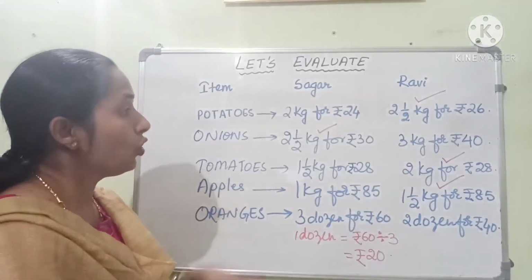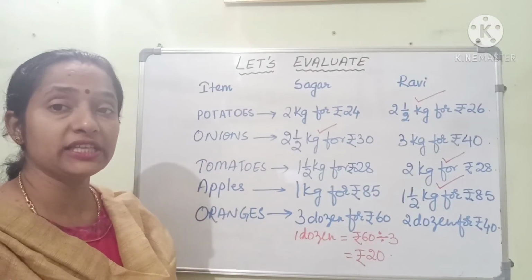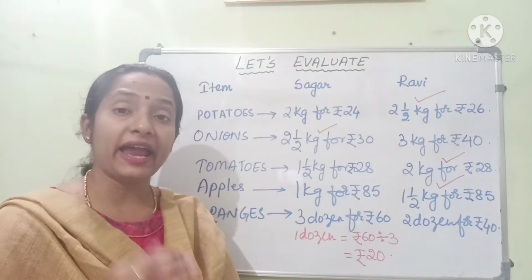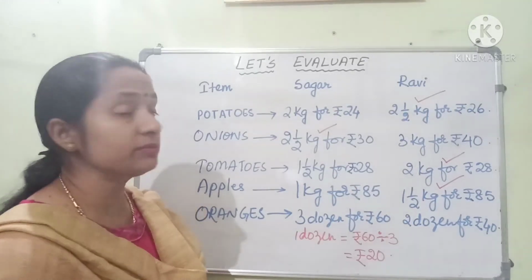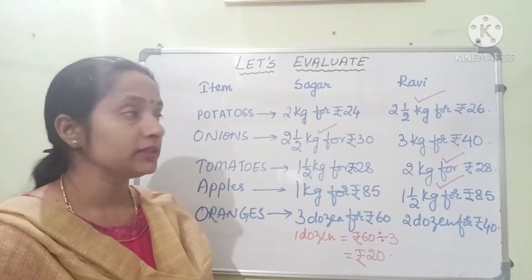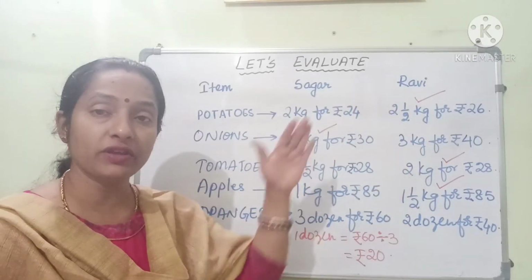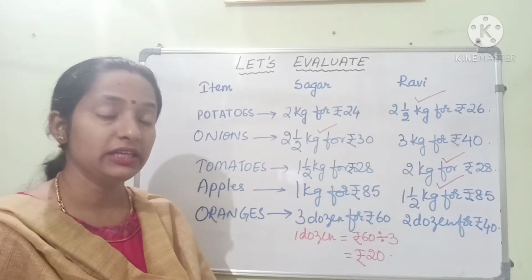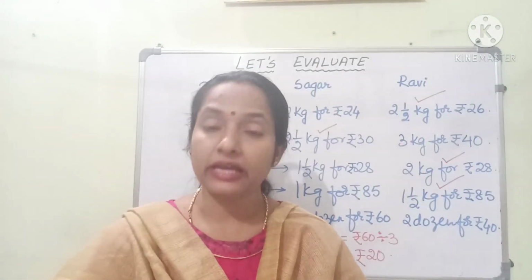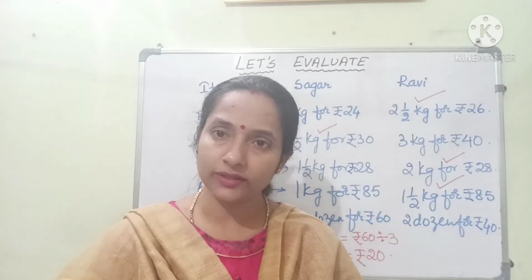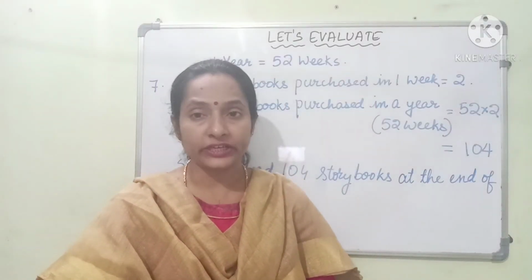So children, overall if you see, who purchased the items at a cheaper rate? Ravi purchased the items at a cheaper rate. So the answer will be Ravi. Understood? So children, here we are at the end of Let's Evaluate.